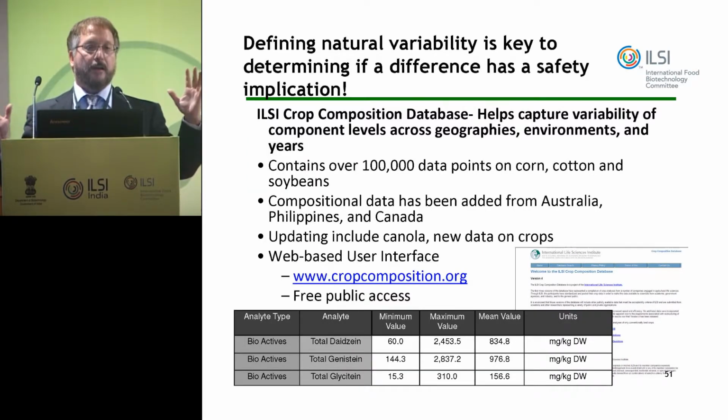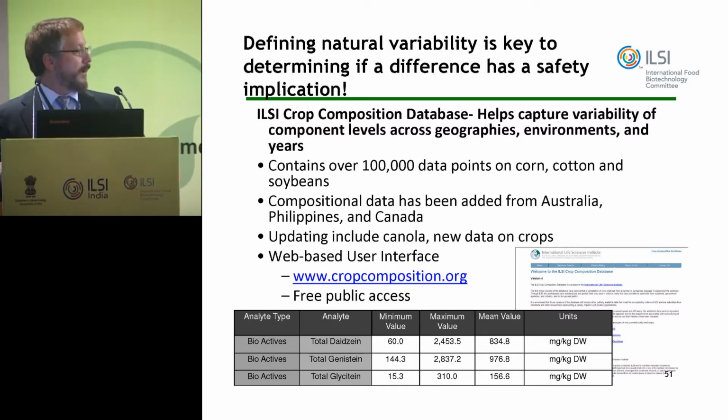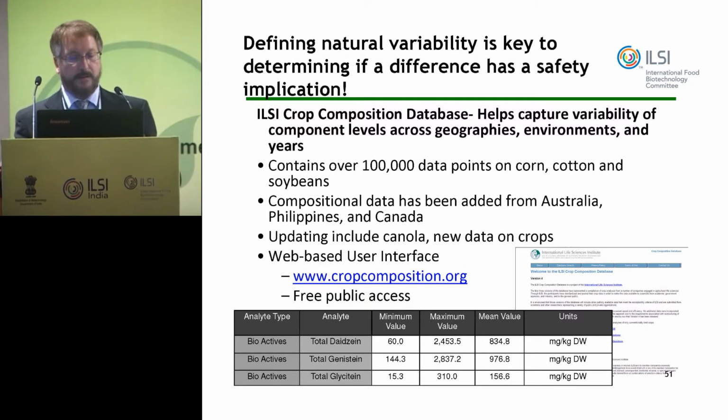So you still have to come back. Where do you find out what's the natural variability? And that's where the databases come in. As I mentioned, the ILSI database, it's got over 100,000 data points on 3 main crops. They're in the process of adding rice to it, and they're adding canola to it, and I think potato are being added to it right now. And they're adding data points from different parts of the world as well. It's got a user interface. It has improved considerably this past few years, and it's free public access, so it's always there.